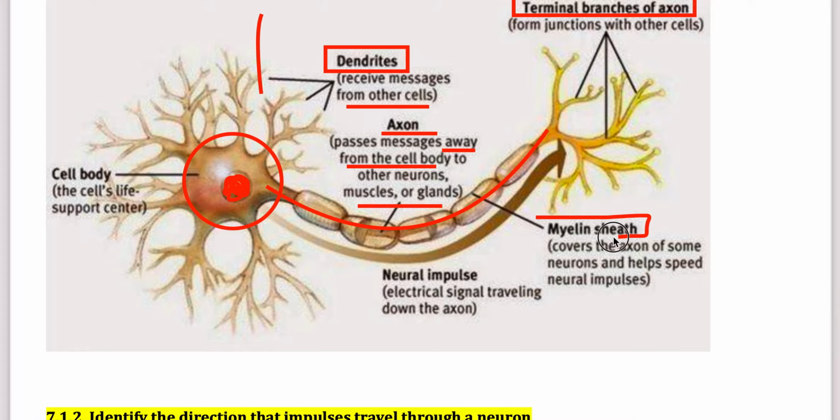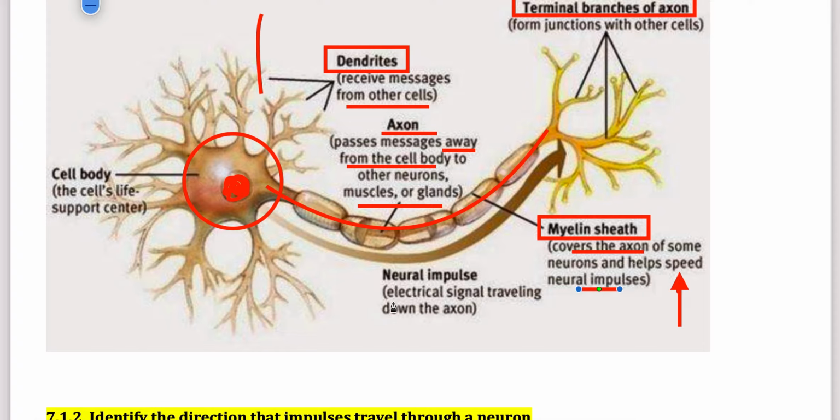Each neuron has a very specific structure, and the axon is covered with a lipid or fatty sheath that is called the myelin sheath. Once we say that it is lipid, you can easily get that this is an insulating material. So it covers the axon, and the most important thing is that it speeds up the nerve impulse. So it increases the speed of the nerve impulses.